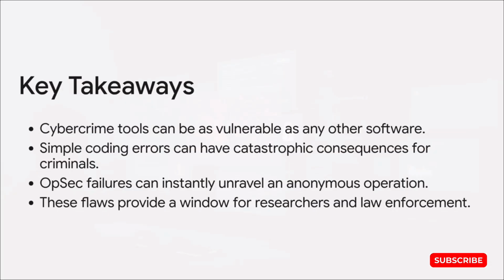So let's just recap the big lessons here. First off, cybercrime tools are often just as buggy and vulnerable as any other software. Second, a tiny coding mistake like forgetting a basic security flag can have absolutely devastating results for the bad guys. Third, human error, like forgetting your VPN, is still the weakest link in any anonymous operation. And finally, these flaws are actually a huge gift to researchers and law enforcement, giving them a way to see inside and take these networks down.